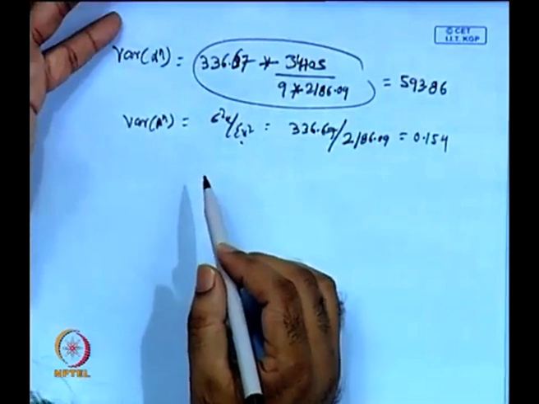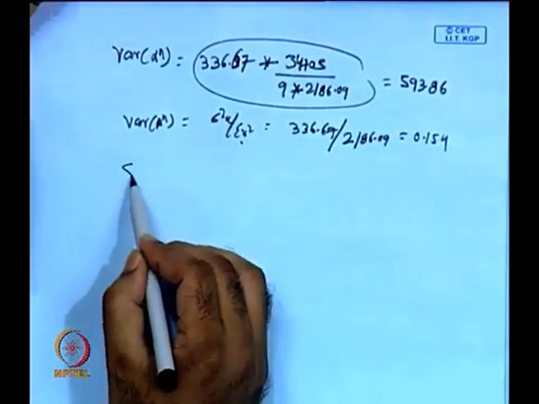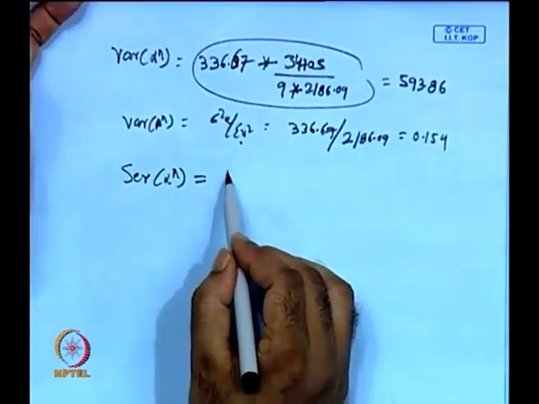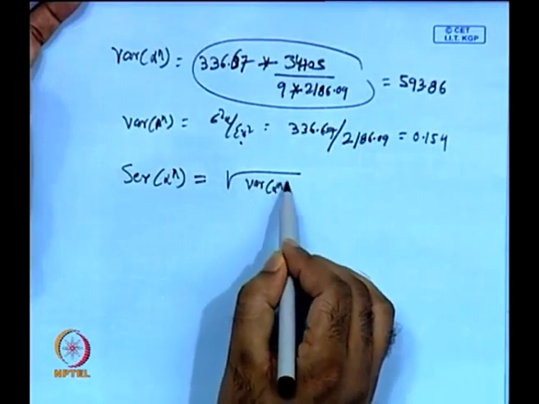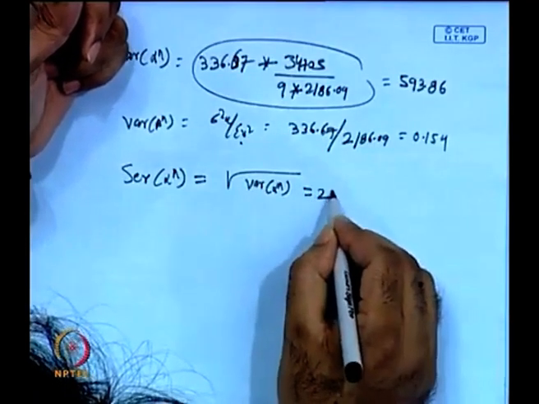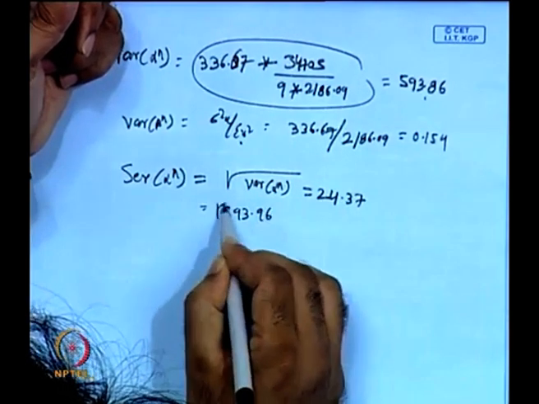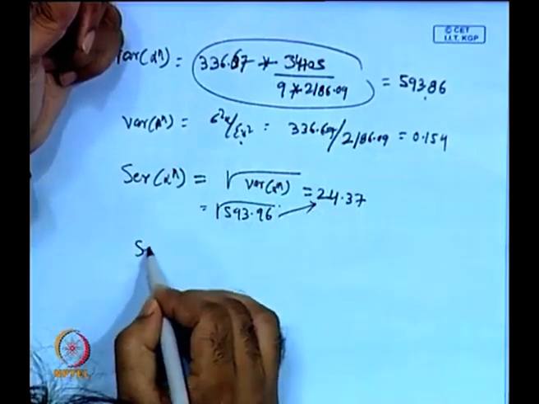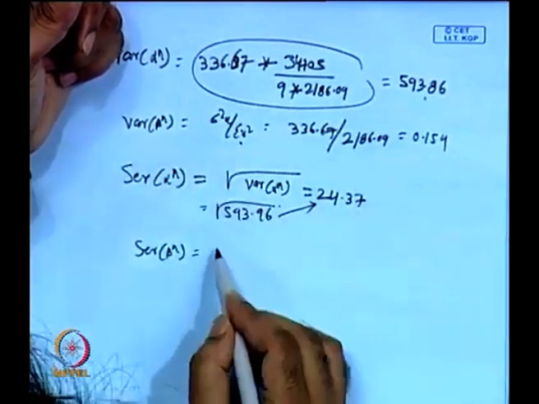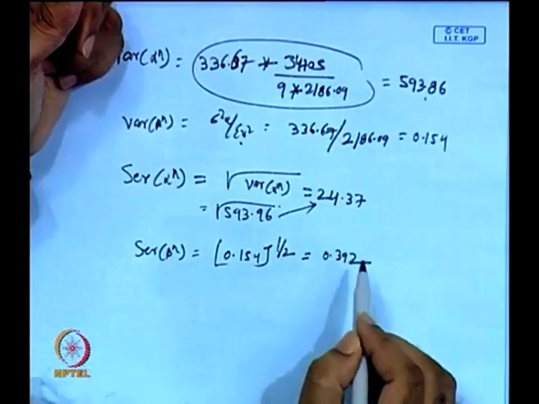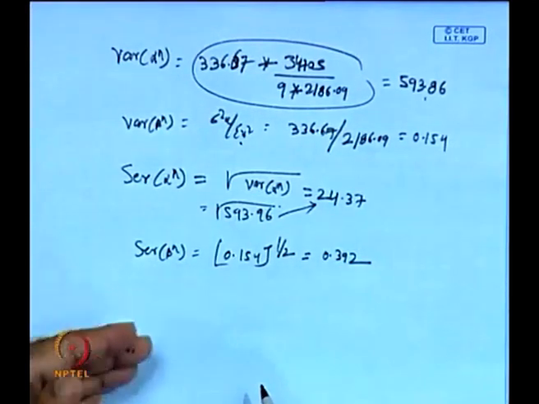But actually we need the standard error of alpha hat and the standard error of beta hat. The standard error of alpha hat is the square root of the variance of alpha hat, which is the square root of 593.86. This will come to 24.37. The standard error of beta hat is equal to the variance of beta hat to the power 1/2, so 0.154 to the power 1/2, which is coming 0.392. So now we have the standard error of alpha hat and the standard error of beta hat.